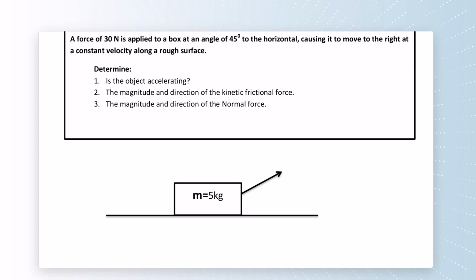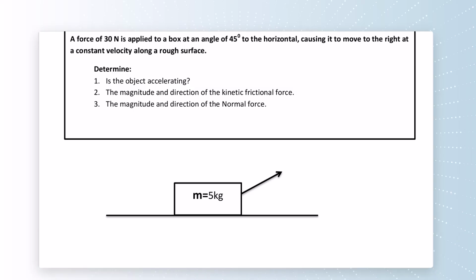Now we are looking at applied force at an angle. In the previous lesson, we looked at applied force that was horizontal. Okay, let's read the statement. A force of 30 Newton is applied to a box at an angle of 45 degrees to the horizontal, causing it to move to the right at a constant velocity along a rough surface.